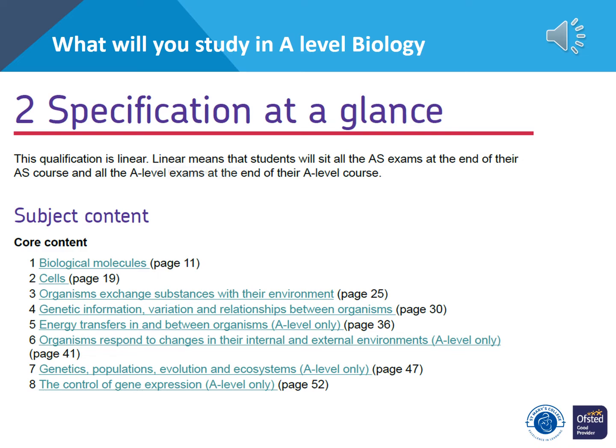A very common question I'm asked is what sorts of things will I learn in A-level biology? So without going into too much detail on this occasion, this is the overview of the specification. If you look at the different topic titles, topics 1, 2, 3, 4, we deliver those in the first year of the A-level, in year 12. And if you look at 5, 6, 7 and 8, we deliver those in the second year of the A-level, in year 13.